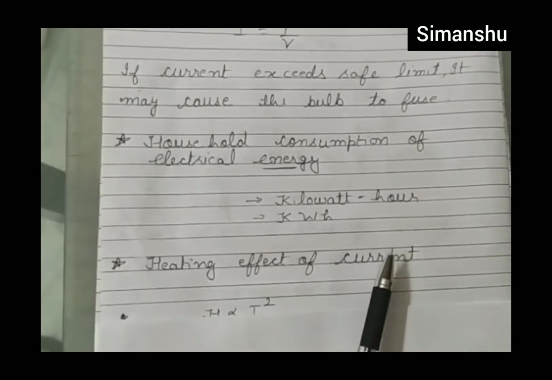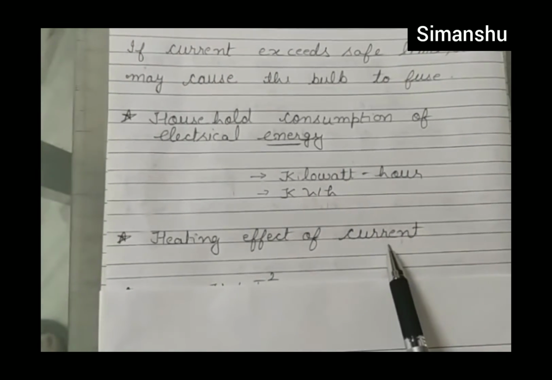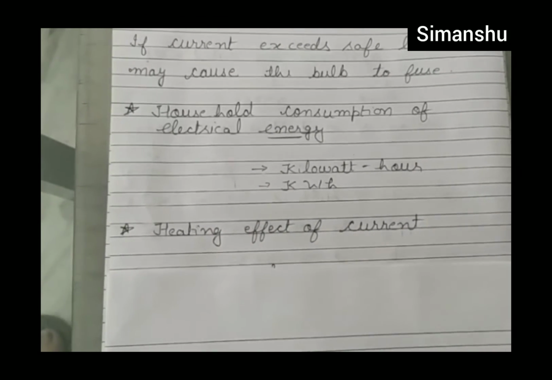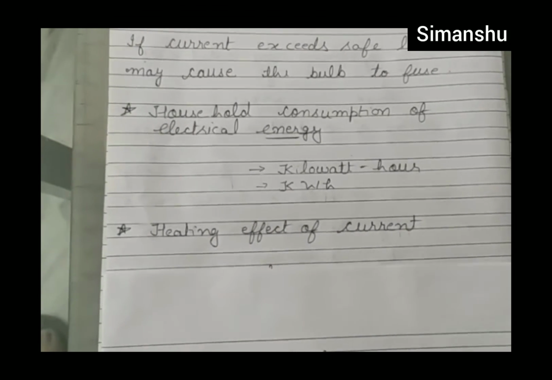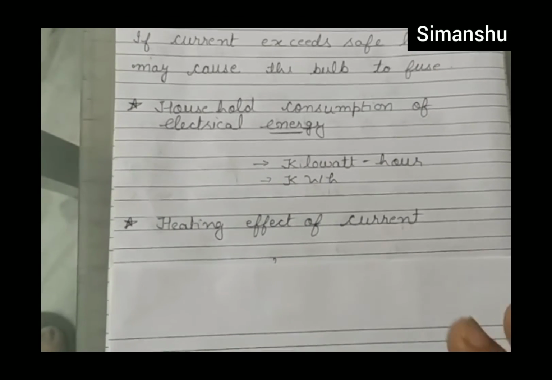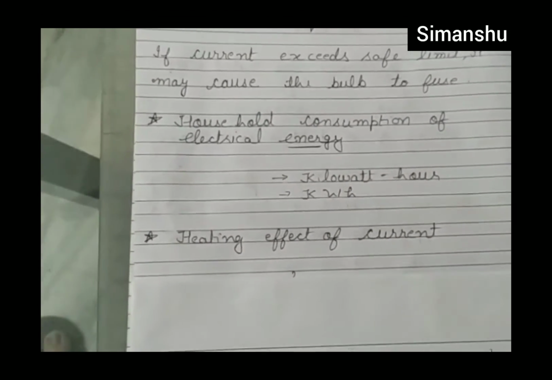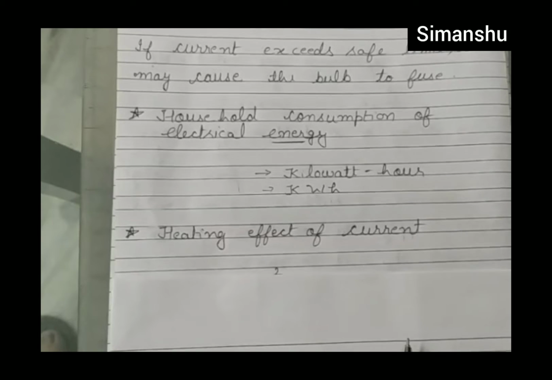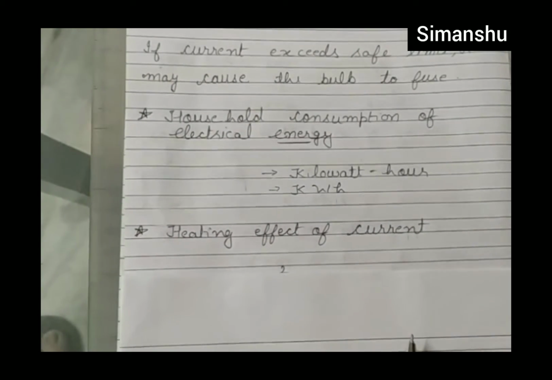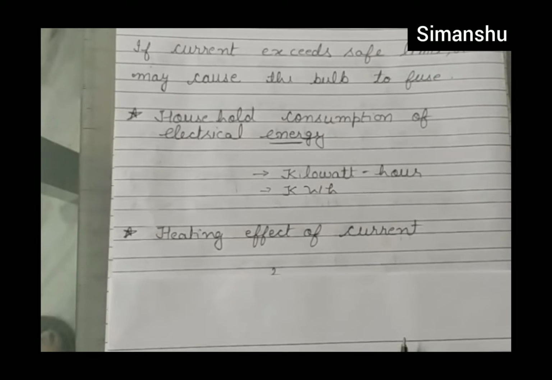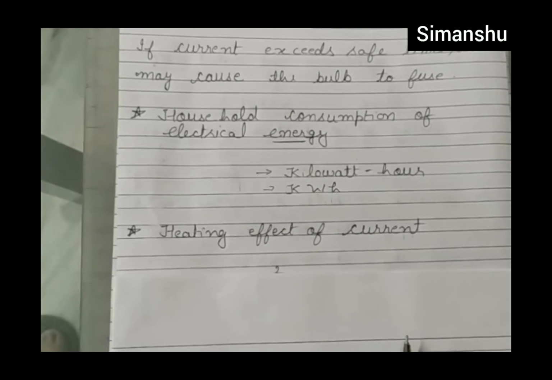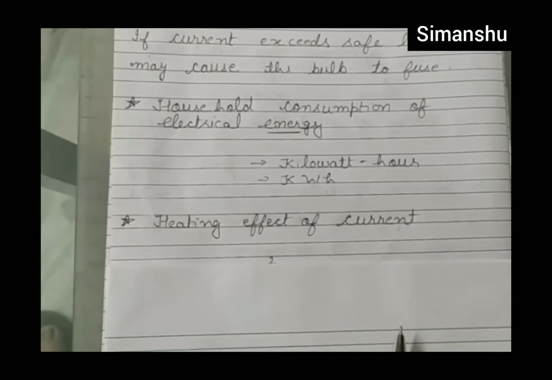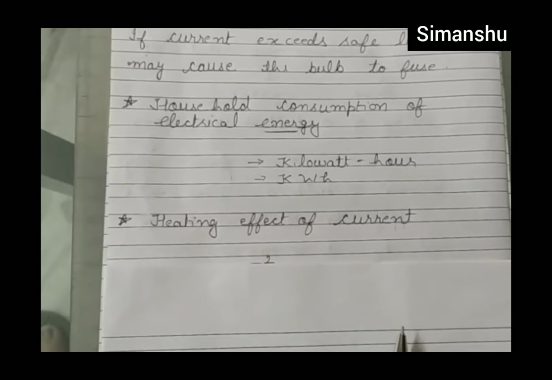Now let us talk about our next topic, heating effect of current. If you have seen, when we are using any electrical appliance, especially a refrigerator or television, after its usage, if you put your hand on the device, you can feel that it is a little hot. Okay, so why is it so? It is due to the heating effect of current. It means the flow of current can cause heating.